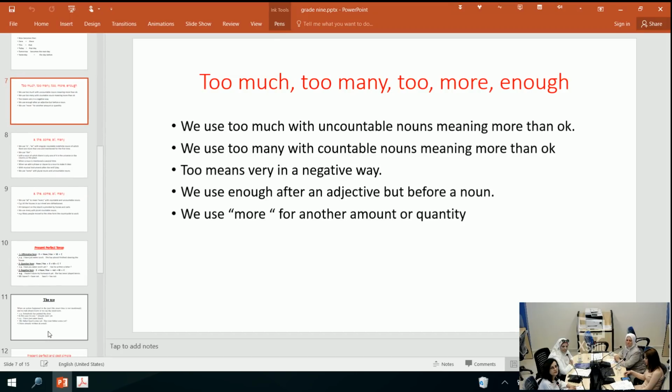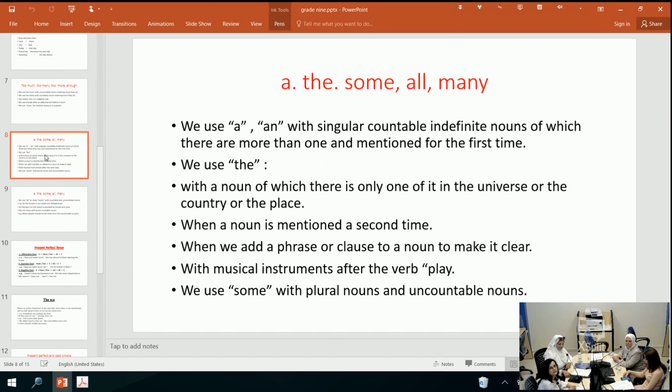We're going now to explain a, some, and many. Let's start with a. When do we use a? We use a and an with singular nouns. Both a and an are indefinite articles. So we use them with singular, countable, indefinite nouns, of which there are more than one, and mentioned for the first time.